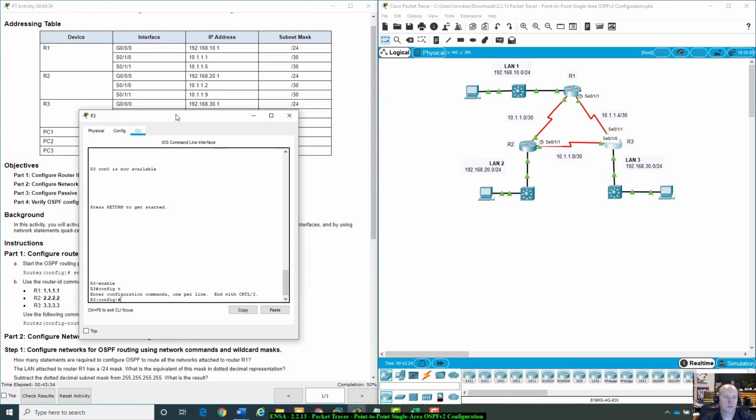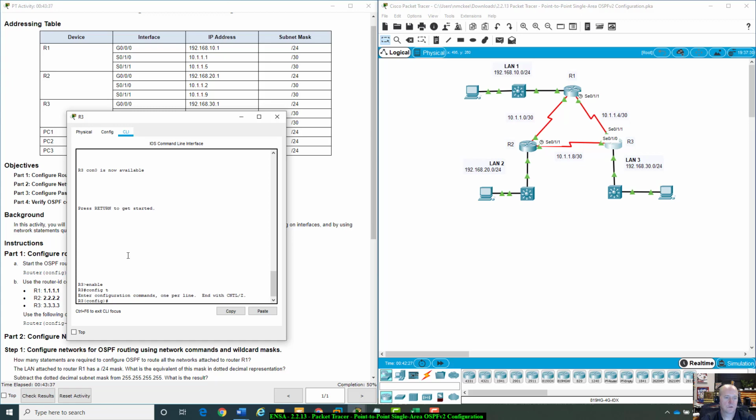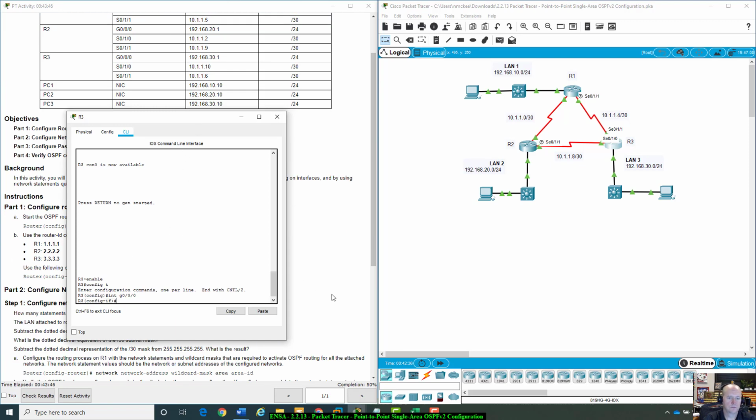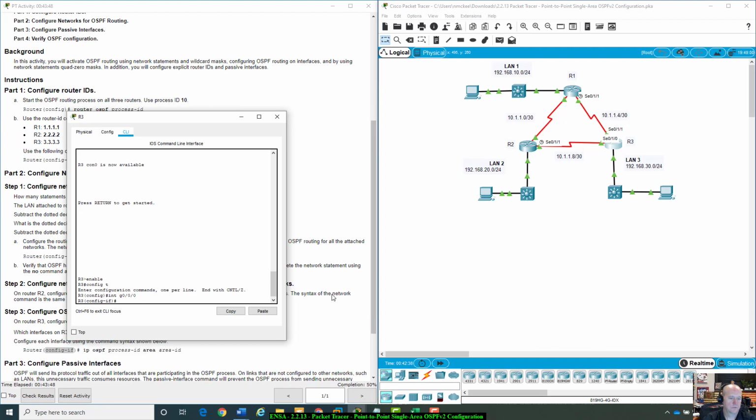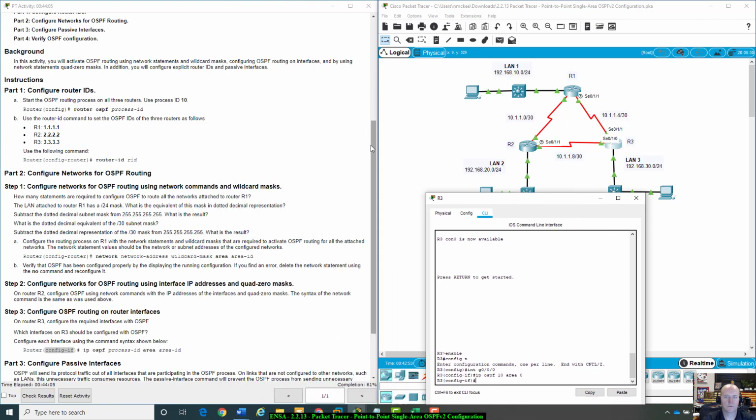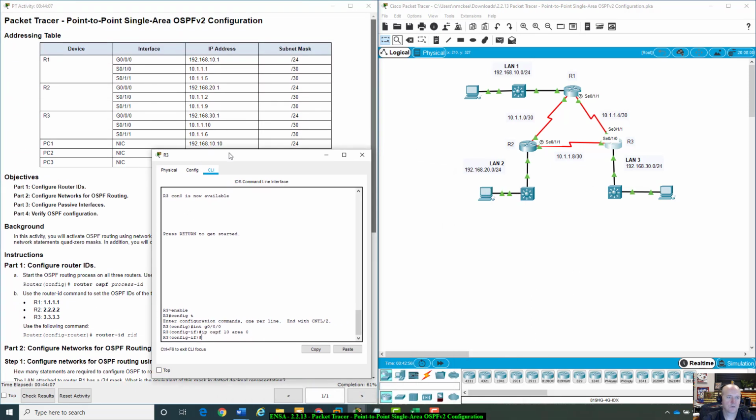All right, so we're going to do the interfaces. So let's do interface gigabit 0/0. And now let's do ip ospf, process ID is 10, area 0. All right, so then that's it for that interface. And then we'll go up to this one.